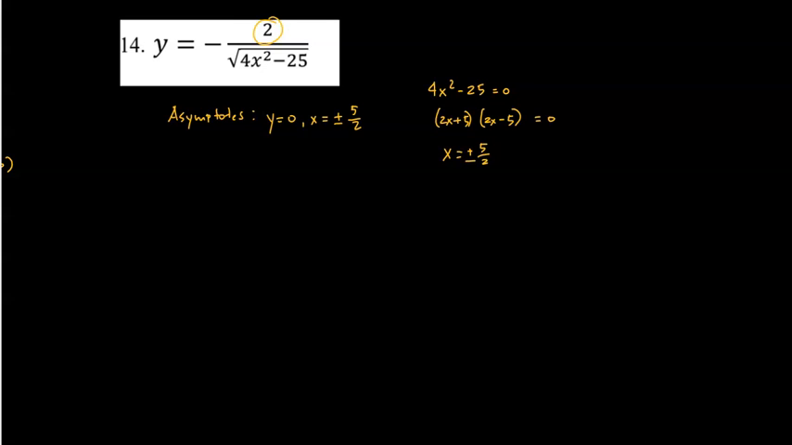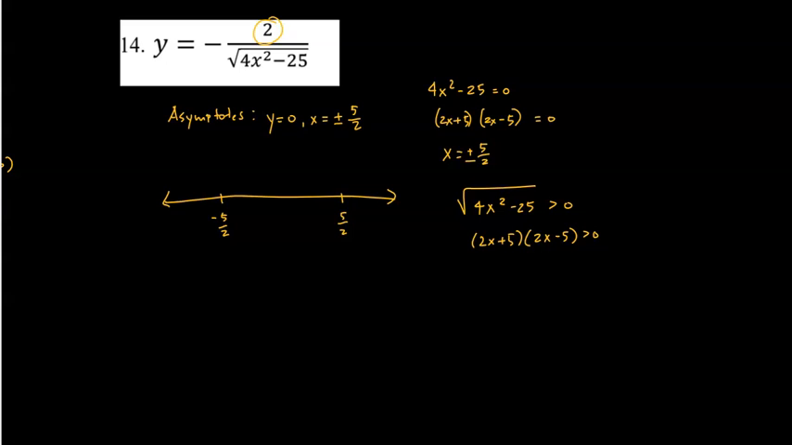Okay, now let's go ahead and create our boundaries. So we have negative 5/2 and 5/2. And remember, we're trying to figure this out. 2x plus 5, 2x minus 5 has to be greater than 0. And once again, that greater than 0 will tell you that x has to be those outer intervals. So your domain is going to be x such that x has to be less than negative 5/2, or x has to be greater than 5/2.